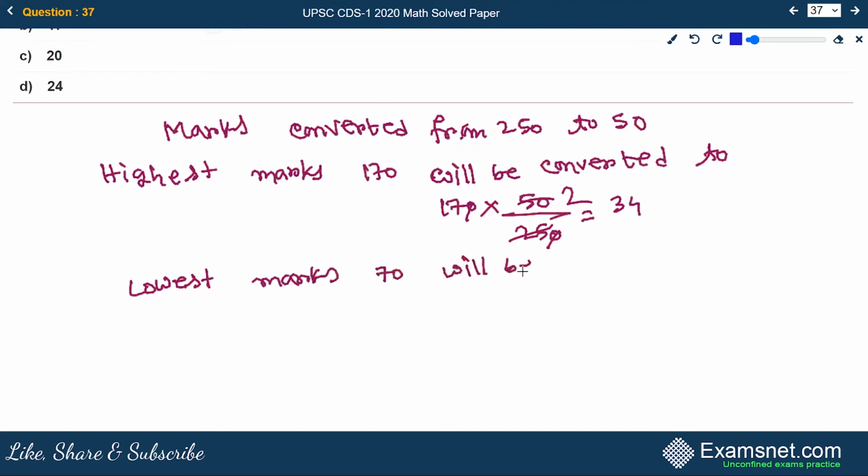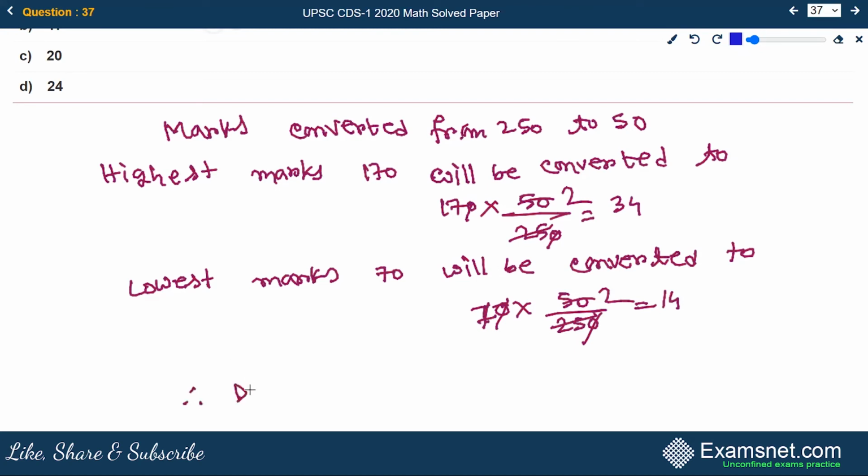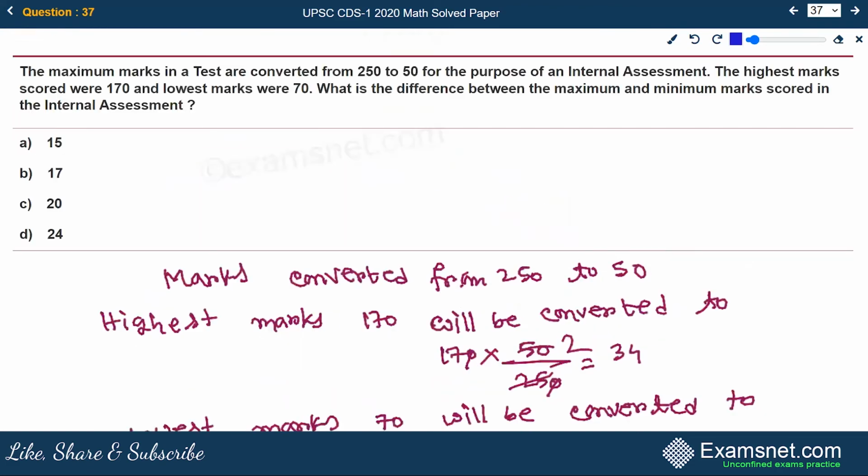70 will be converted to 70 multiplied by 50 by 250, that is 14. So we got the highest mark and the lowest mark on 50. So the difference, that is 34 minus 14, which is 20 here. So option C is the correct answer.